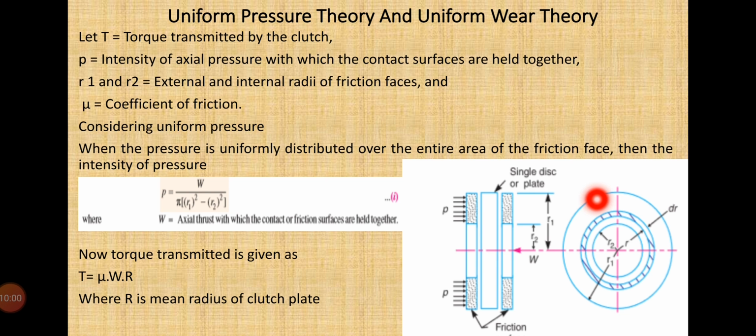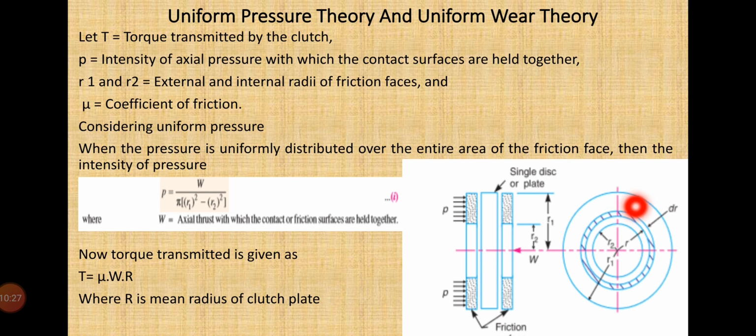P is the intensity of axial pressure with which the contact surfaces are held together, and R1 and R2 you can see here. R1 is the external radius and R2 is the internal radius of the friction face, and mu is the coefficient of friction of this frictional material. First of all, I will discuss the uniform pressure theory. What is uniform pressure theory?